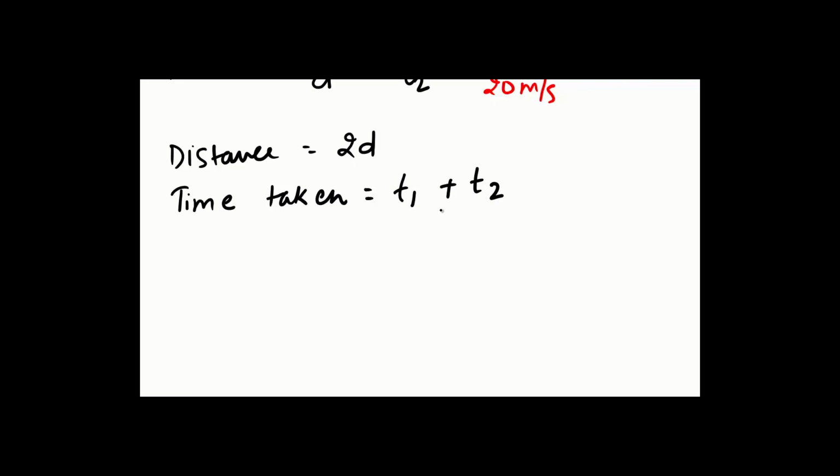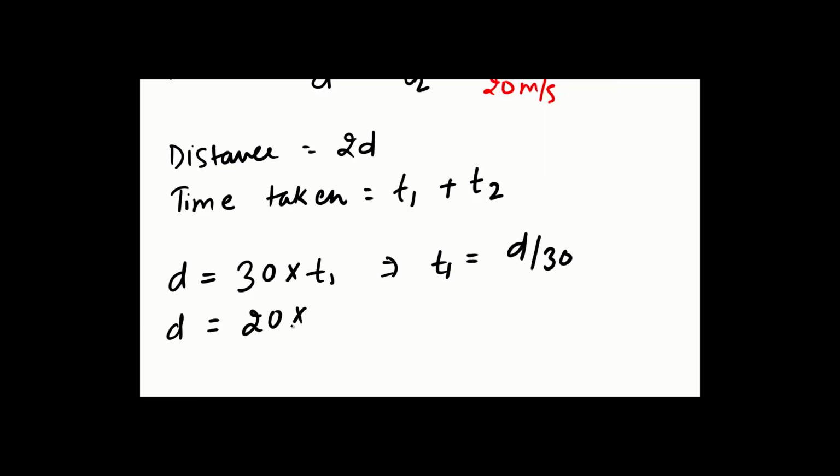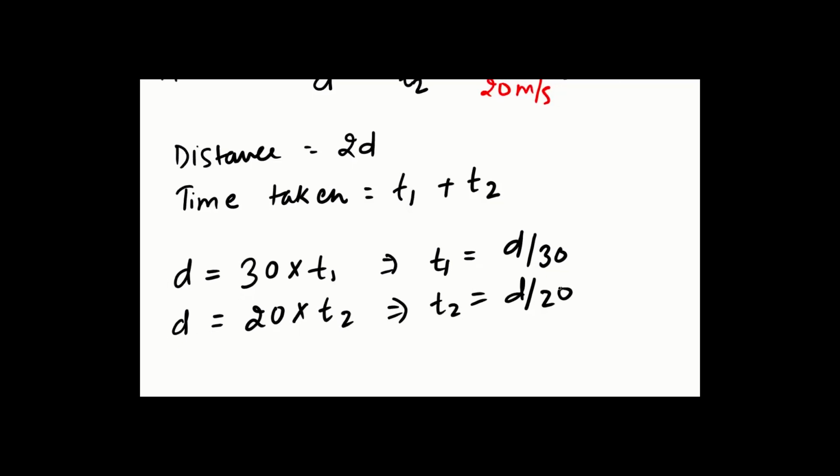Yes, we can, because we have one formula. D equals 30 into T1, or 30 equals D by T1. So T1 is nothing but D by 30. Similarly, you can say that D is also equal to 20 into T2. So T2 is nothing but D over 20. Now let's put it in the formula.